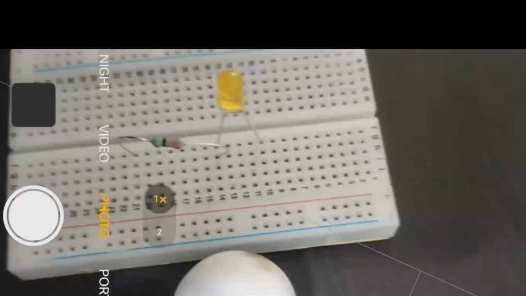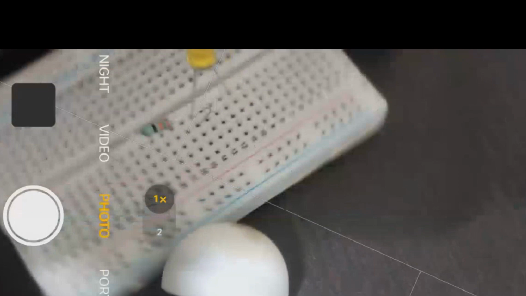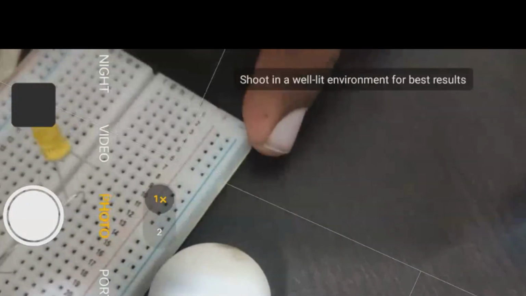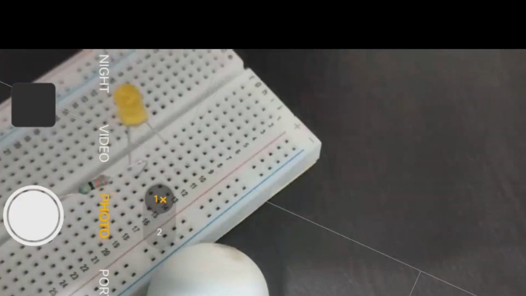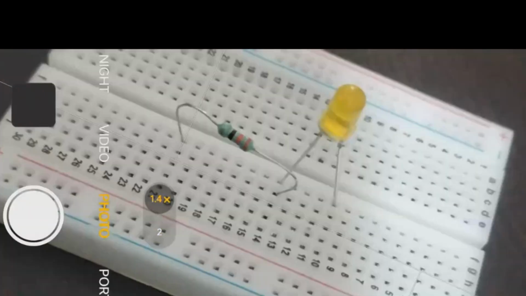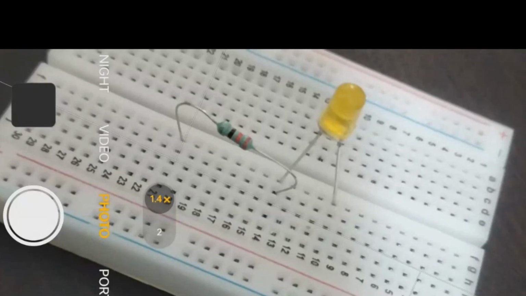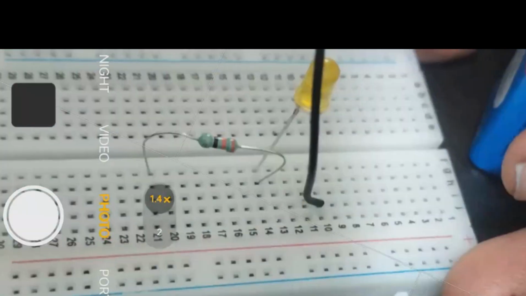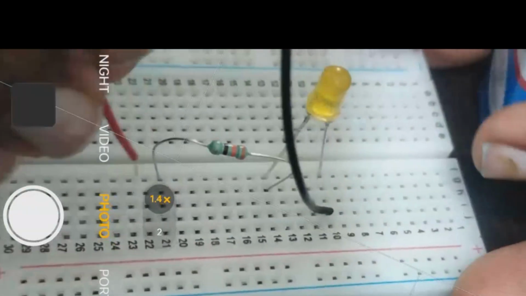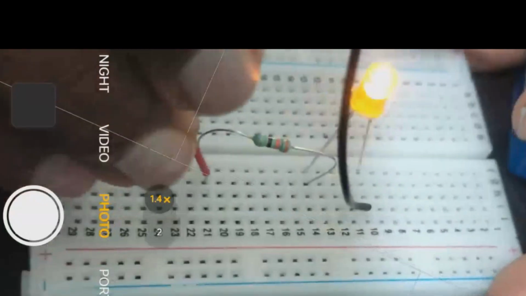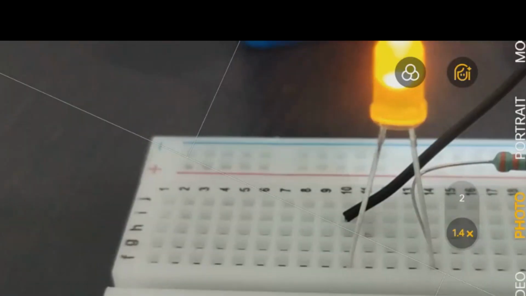Just do 2x. Need not move like that. Just hold it straight and do the 2x video. Hope you are able to see that connection. The other leg of the LED has the black wire, and the red wire goes to the battery. Can you see that?